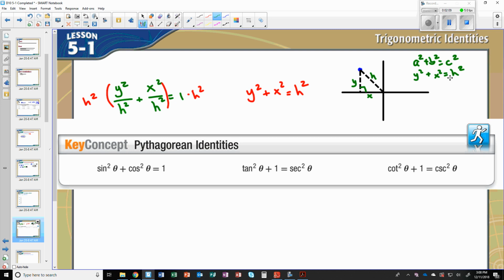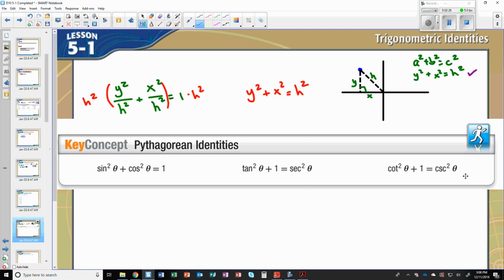And again, if you divided by h squared across, you would end up with sine squared plus cosine squared equals 1. So that's the relationship. That's the proof, if you will, of why these are true. It's because this comes from this original over here in green. Now, how do you get these two?